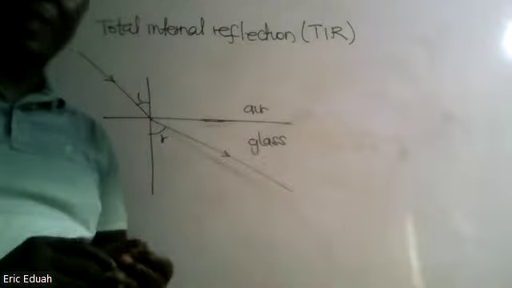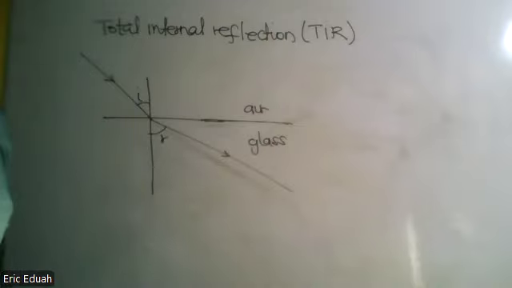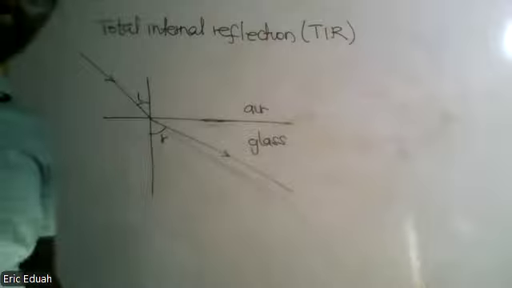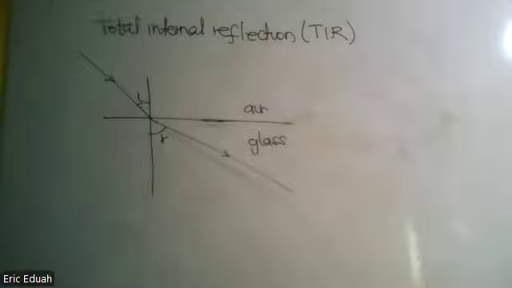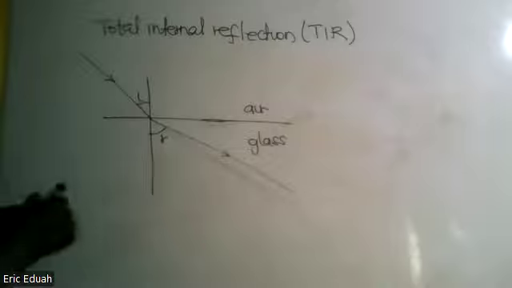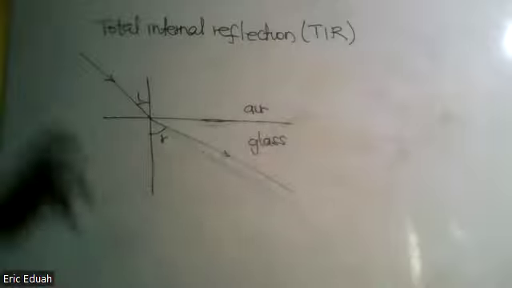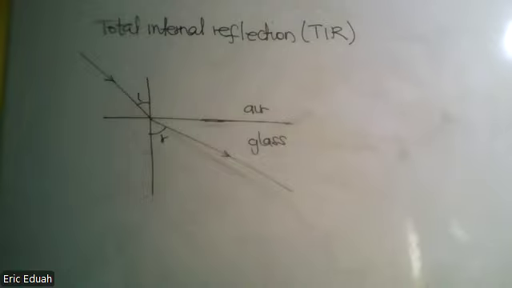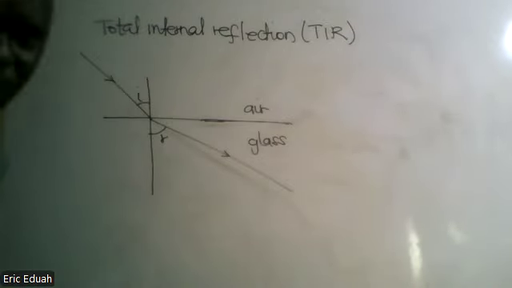Now, whenever light is incident on a transparent medium, part of the incident light, because glass is a transparent material. If it is water, water is also transparent.